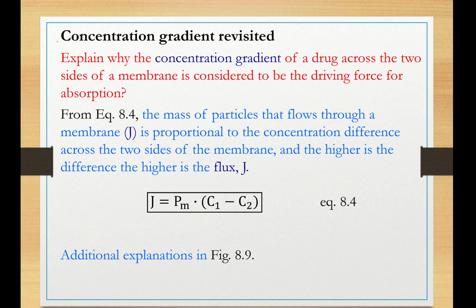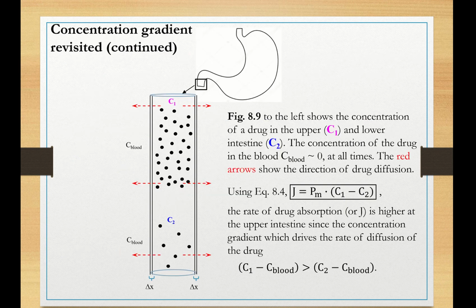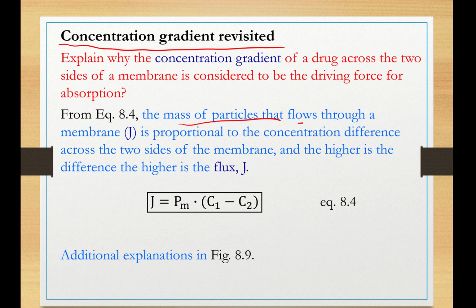So now we're ready to explain this concentration gradient. We definitely need to understand this driving force for absorption. So this is the equation we have for the flux, right? J is equal to the permeability coefficient times delta C. So this is the delta C. Now we can clearly see here that the mass of particles that flows through the membrane, that's the flux, is proportional to this delta C, to the concentration of the drug on the two sides of the membrane. Okay, so this is what we need to remember. This is a constant, obviously.